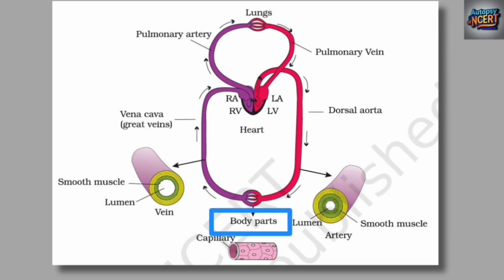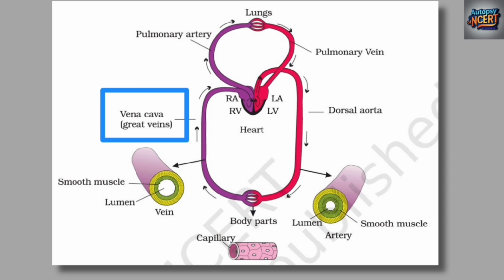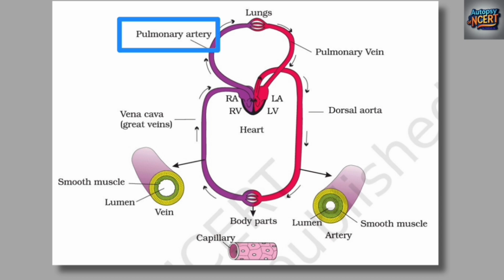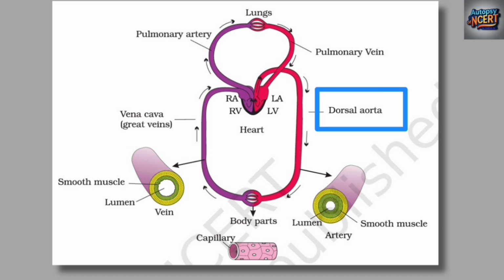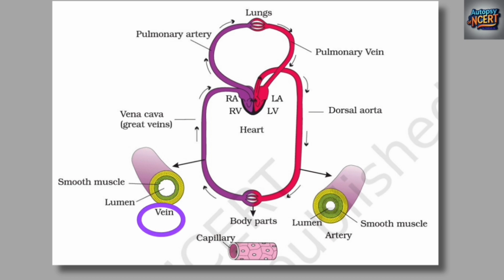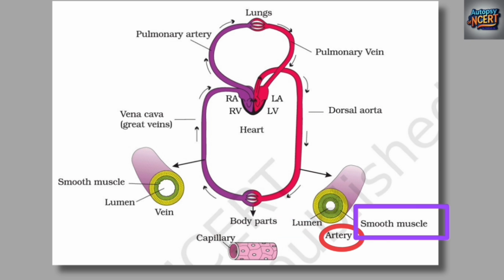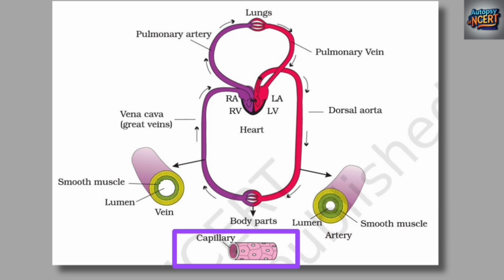Body parts. Vena cava, great veins. Right atrium. Right ventricle. Pulmonary artery. Lungs. Pulmonary vein. Left atrium. Left ventricle. Dorsal aorta. Vein. Lumen. Comparatively thin, smooth muscle. Artery. Lumen. Comparatively thick, smooth muscle. Capillary.